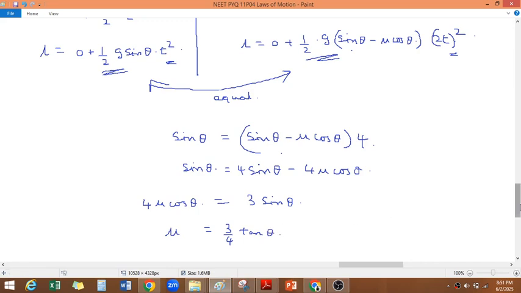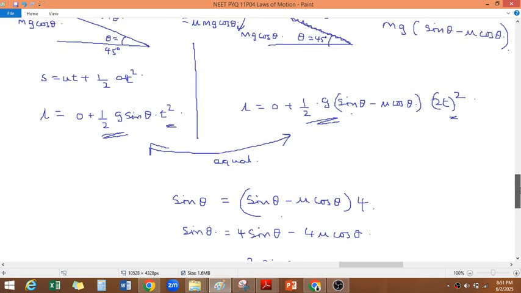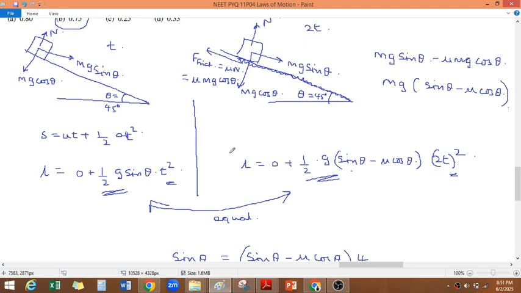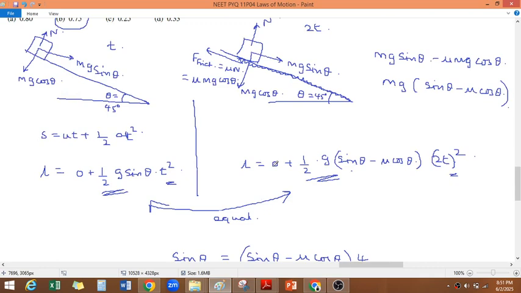Tan 45 is 1, so that means I will get mu is equal to 3 by 4 tan 45. Because sometimes they will change the angle to some other value, so it's better to do it as theta. Let's see, 3 by 4 is nothing but 0.75. You see, again and again we are getting the same. I think this was there in the NEET 2025. Is that right, Vedant?